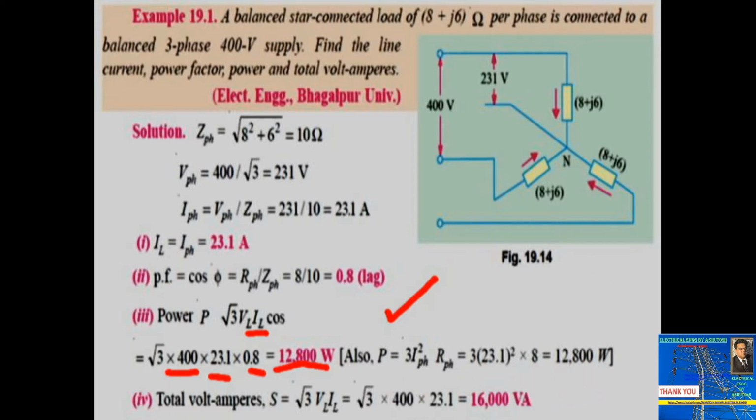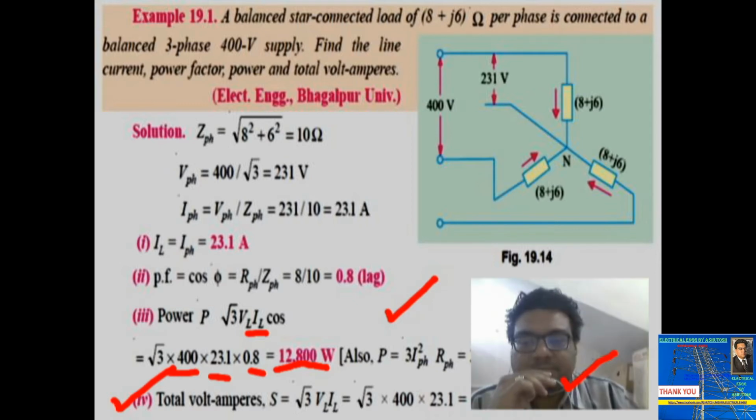And total volt ampere, this is apparent power or total power denoted by S. It is equal to root 3 VL IL. Just put the value of line voltage and line current, so you will get 16,000 volt ampere as the answer. So that's how you can solve this numerical. You can calculate all the values.